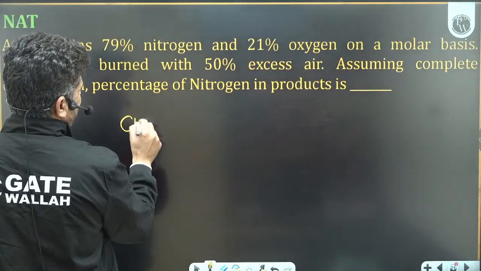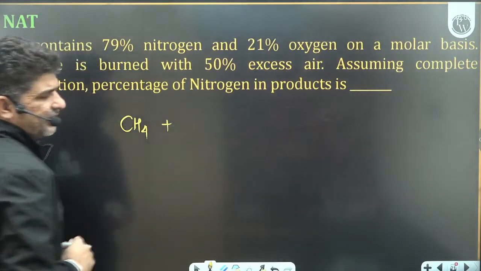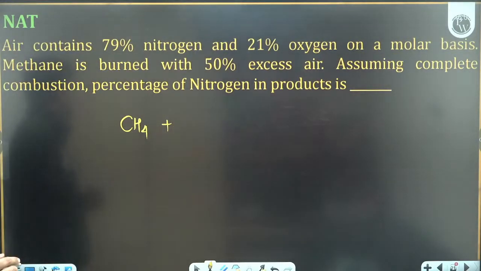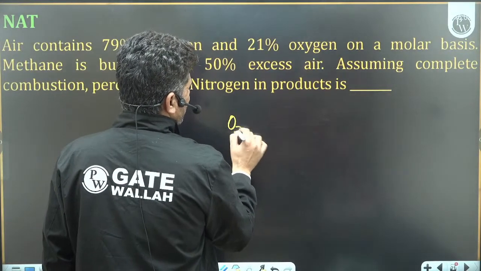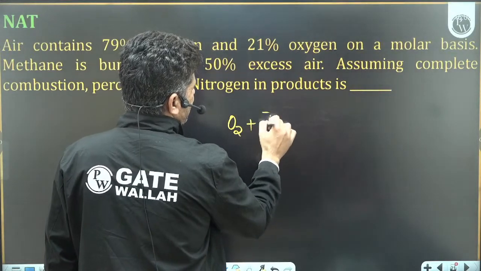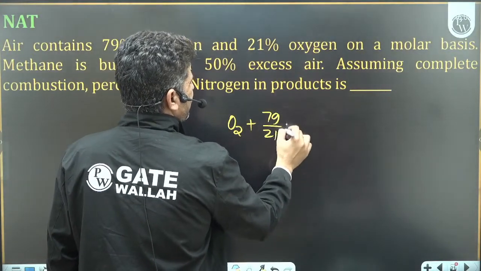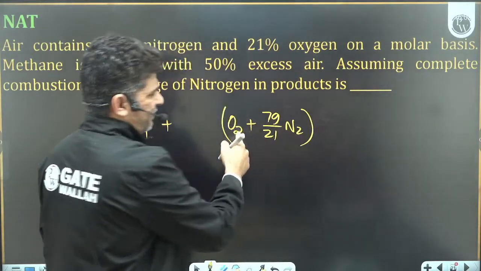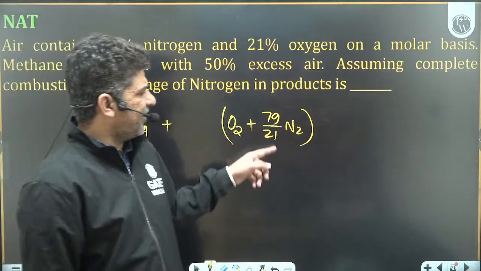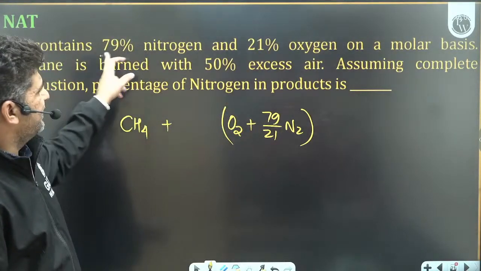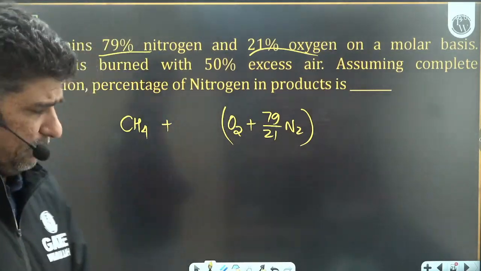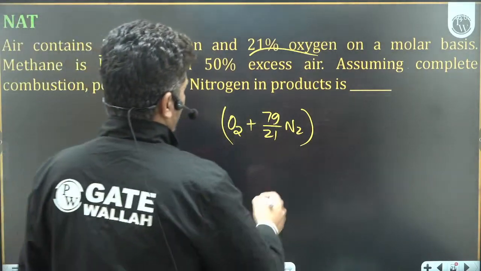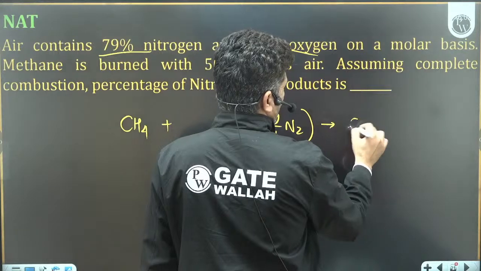So we know that it is methane. When methane has to burn in the presence of oxygen and nitrogen, that is air, first we will calculate the stoichiometric air-fuel ratio. We know that for every mole of oxygen we have 79 by 21 moles of nitrogen, because it is given over here 79 nitrogen and 21 oxygen. Understood? So now we will calculate what the combustion products are.